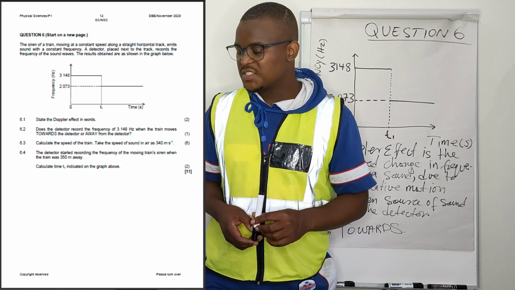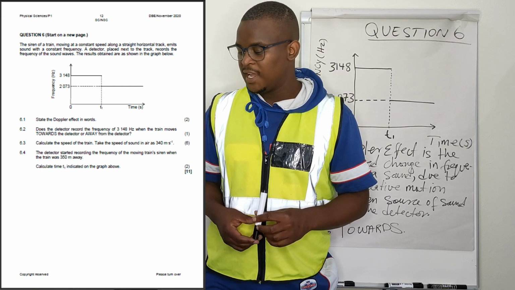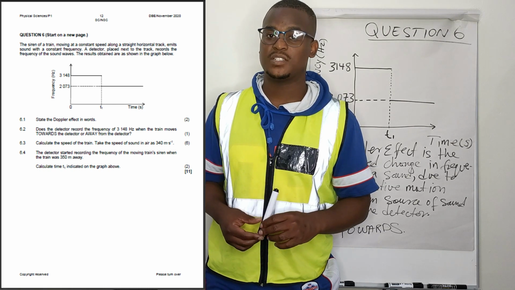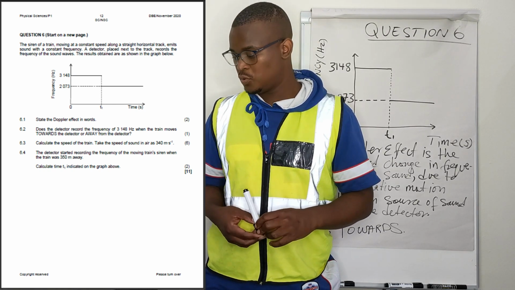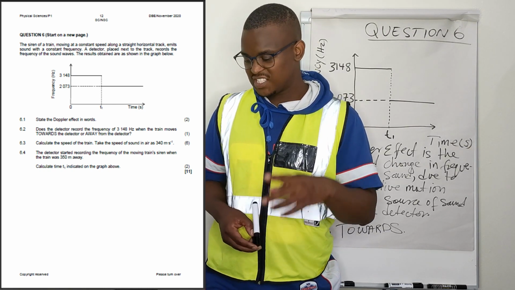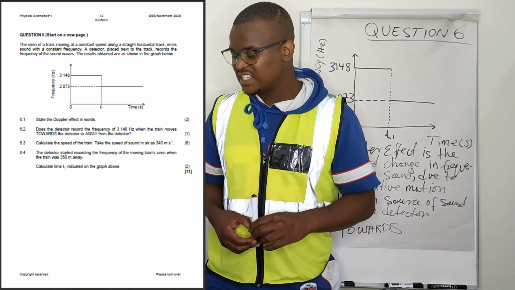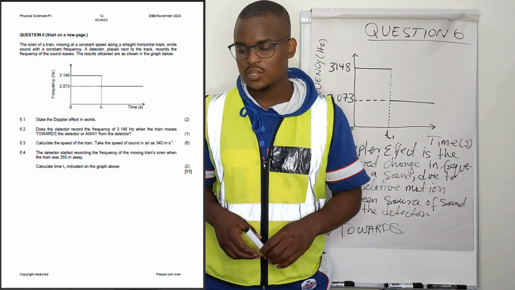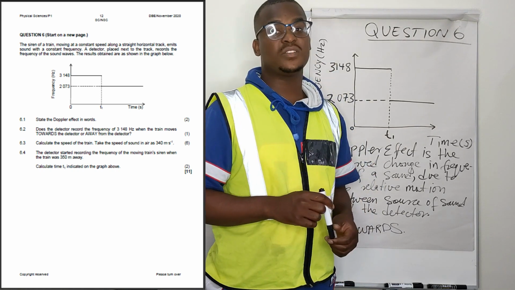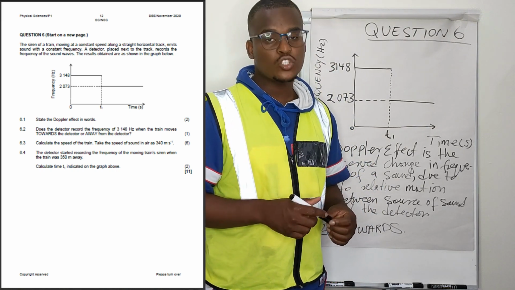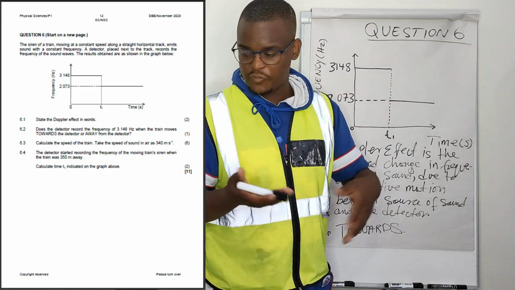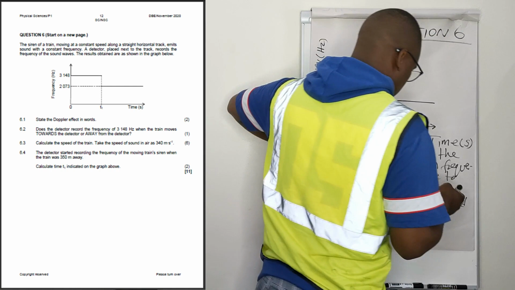Then we go to 6.3. Calculate the speed of the train. Take the speed of sound in air as 340 meters per second. What do they want you to do now? They want you to calculate the speed of the train, taking the speed of sound in air as 340 meters per second. So what is our formula for the Doppler effect?